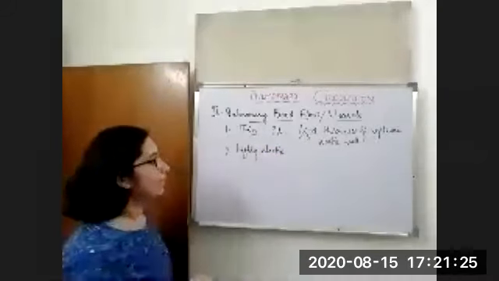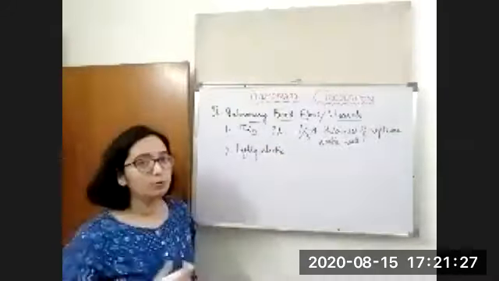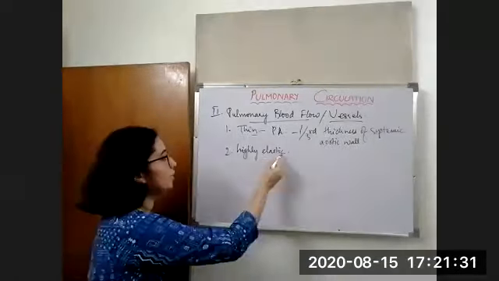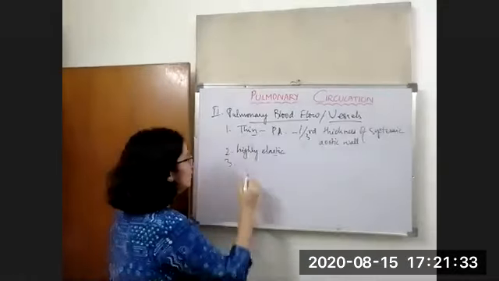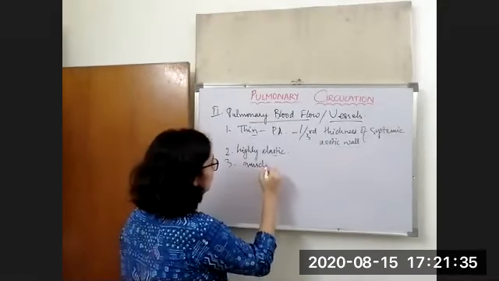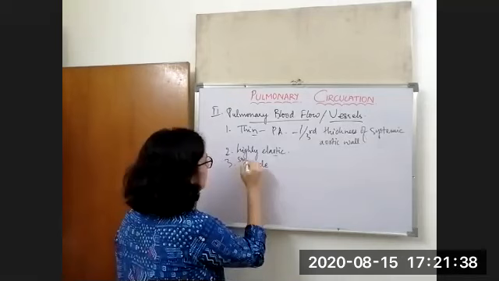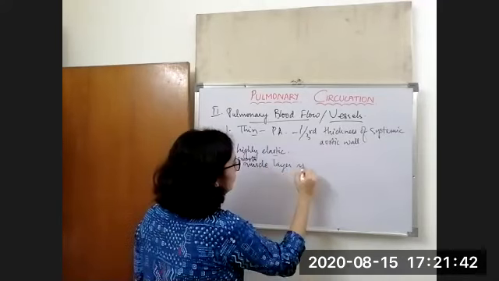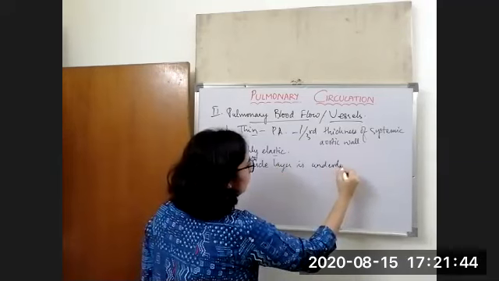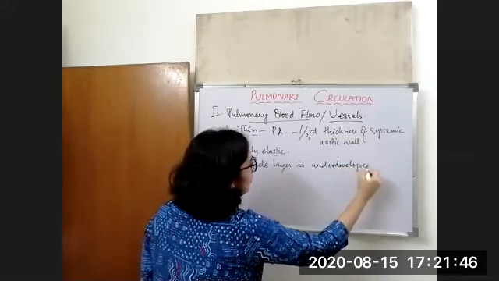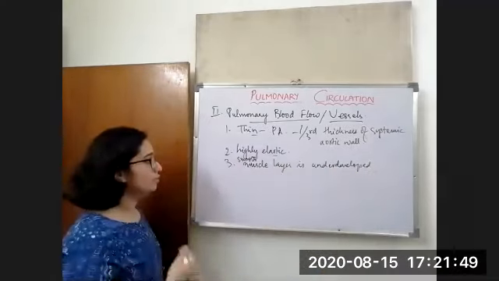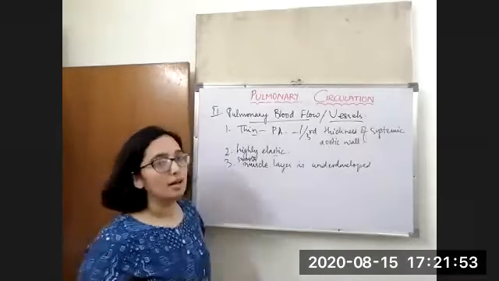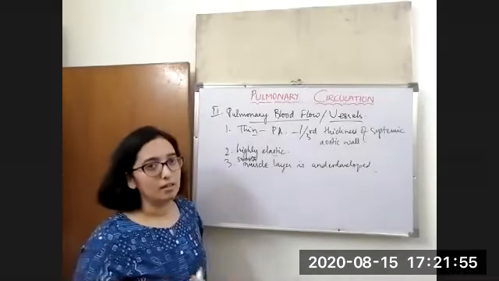They are highly elastic as they go through a lot of resistance of the air. Therefore, they have to be highly elastic. Third is the muscle layer. The smooth muscle is a little underdeveloped. You can see that the muscle layer provides a lot of resistance, so the smooth muscle layer is a little underdeveloped to minimize the resistance of the vessels.